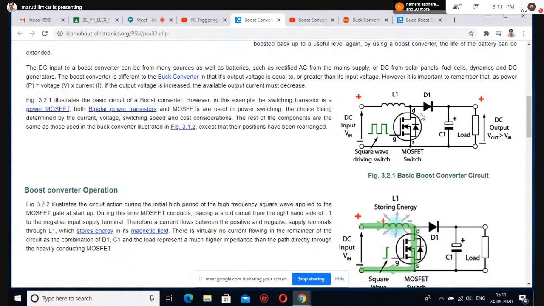Here this positive is connected to the anode of D1. So your diode D1 is in forward bias. So this capacitor starts charging through the DC supply, then the energy stored in the inductor, through the diode and through this.